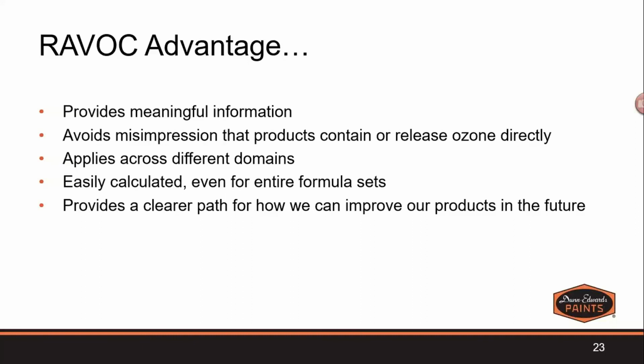So the advantage of RAVOC: again, it provides meaningful information. It avoids the misimpression that products contain or release ozone directly. It can be applied across multiple domains. As I stated before, we don't see VOCs just from paints and coatings. They're from consumer products, whether it's toys, fabric, furniture, hairspray, and the like. We can use this across a lot of different areas. It's also easily calculated, even for entire formula sets, and it provides a clear path for how we can improve our products in the future.